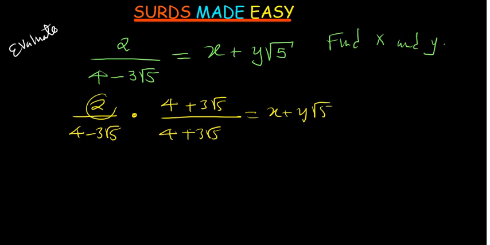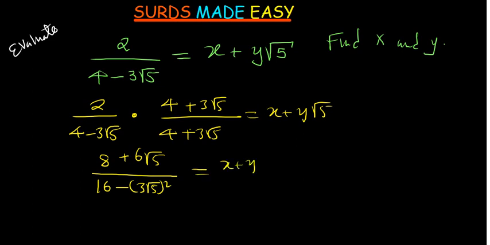So 2 times 4, that is 8. 2 times 3 root 5, that is 6 root 5, over. Now, I'm multiplying a number by its conjugate. Get the first number, you square it, that will be 16. Minus, get the second number, you square it. And this is going to be equal to x plus y root 5. So that will give us 8 plus 6 root 5 over 16 minus 3 squared is a 9. Root 5 squared is just 5. So this is basically 9 times 5. And what's the answer? Is it 45?